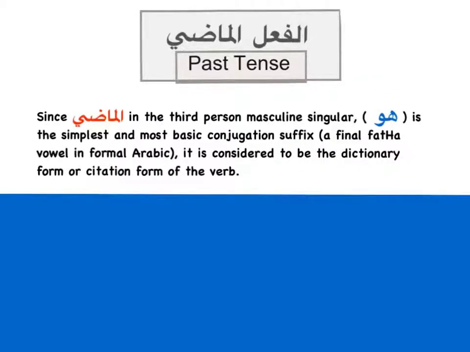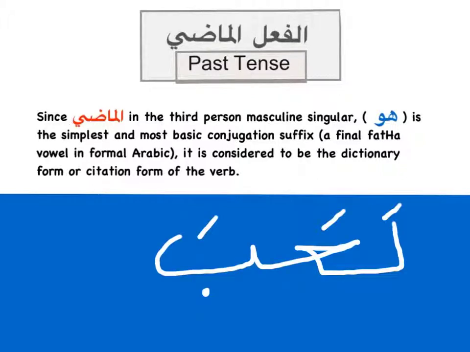And since الماضي in the third person masculine singular, هو, he, is the simplest and most basic conjugation, with a final فتحة vowel in formal Arabic, it's considered to be the dictionary form or citation form of the verb. So what that means is, when you are looking for the root of any verb or word, you go for the conjugation of that verb in the past tense with هو, because that would be the simplest, as we saw with لعب. لعب is a pure stem, فعل. It has no suffixes or prefixes, and the only addition is the final فتحة vowel.